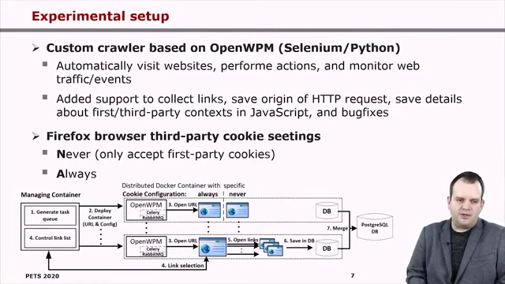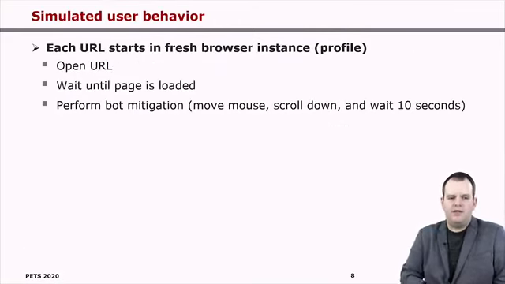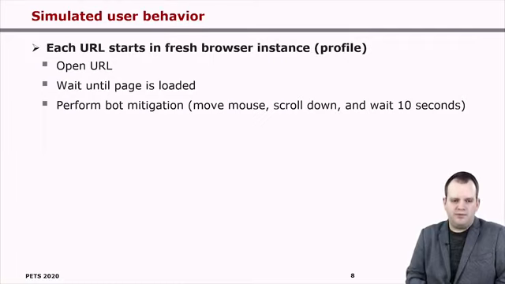We use Firefox within OpenWPM with two different cookie settings. We use the always setting, which is the default setting of Firefox, and we use the never setting. In the never setting, only first-party cookies are accepted. Third-party cookies are never accepted. And we created a distributed architecture based on Celery, RabbitMQ, and Docker. With the distributed architecture, we are able to run many OpenWPM instances on many machines in parallel, which allows us to crawl the web much faster than on a single machine. To examine individual websites, we do the following.